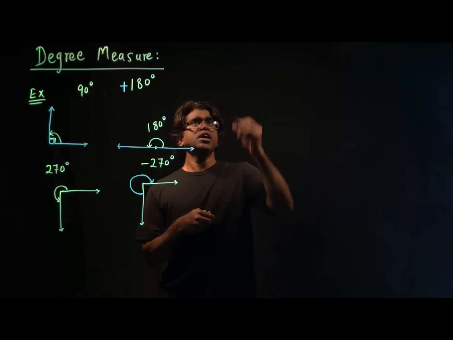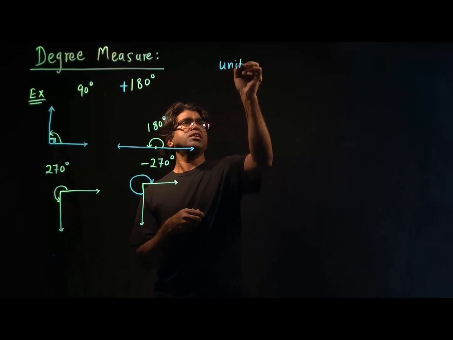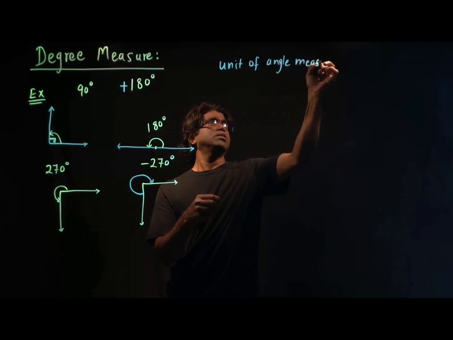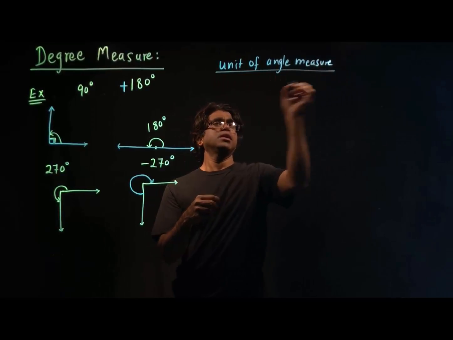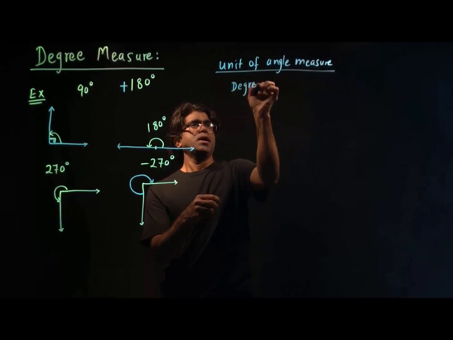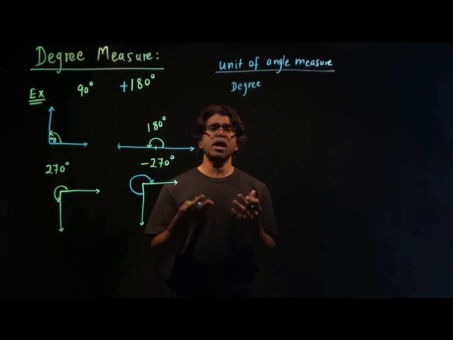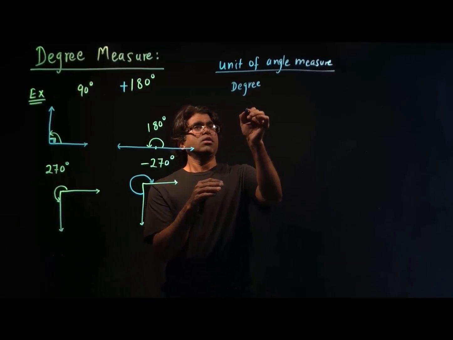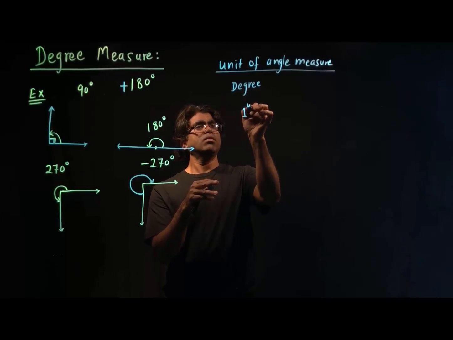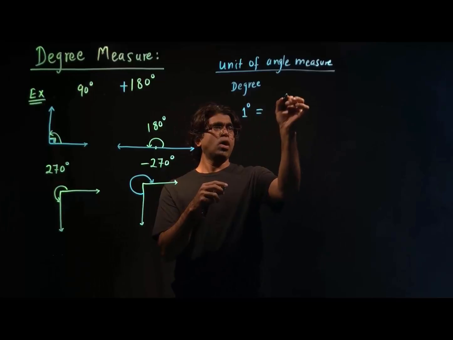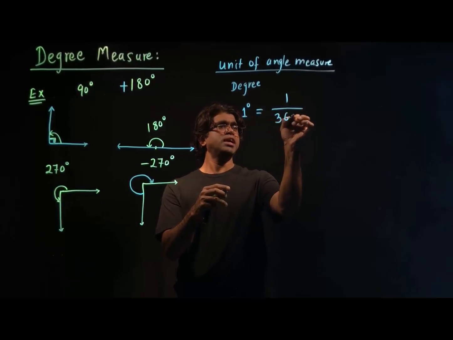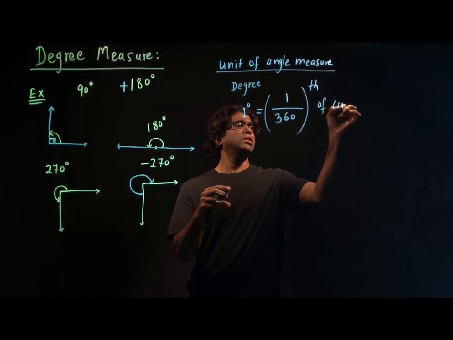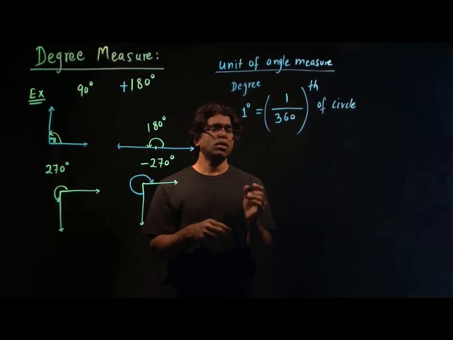So we know that the unit of angle measure is what? Degree, right? But there are some other units that are smaller than a degree. So 1 degree is basically what? 1 over 360th of a circle, right? What does that mean?